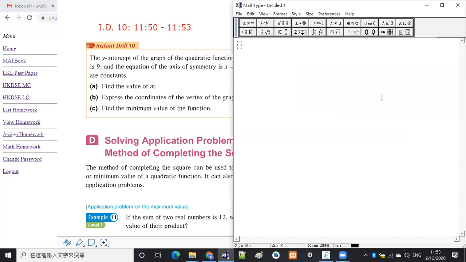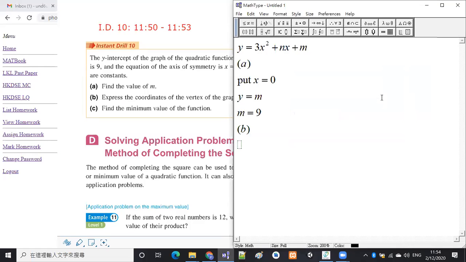The y-intercept of the graph of the quadratic function y equals 3x squared plus nx plus m is equal to 9. So the given information is about the y-intercept. We are going to find the y-intercept ourselves first. To find the y-intercept, we need to put x to be 0, and then you can easily find that y will be equal to m. So our y-intercept is equal to m, but the given y-intercept is equal to 9. So m is equal to 9. That is the answer of part A.